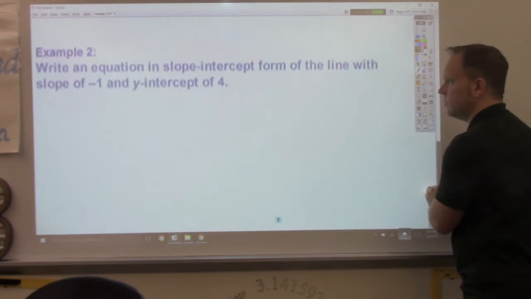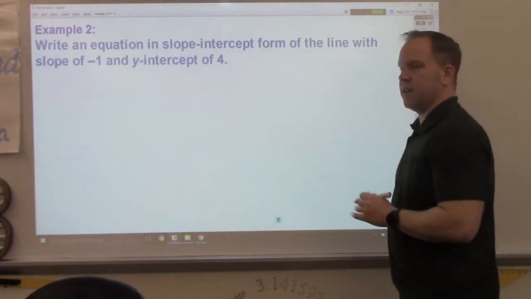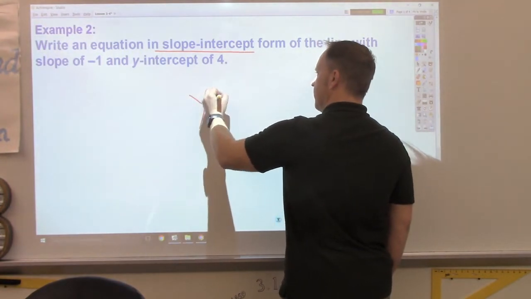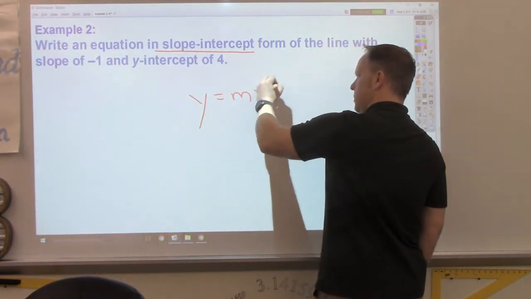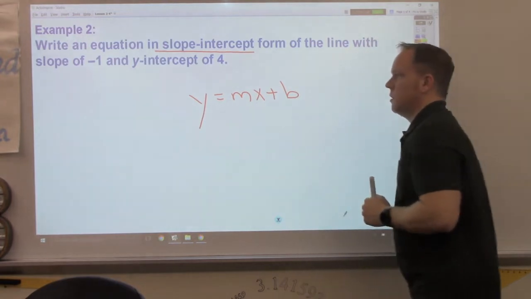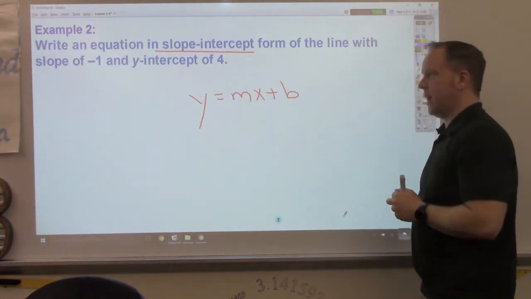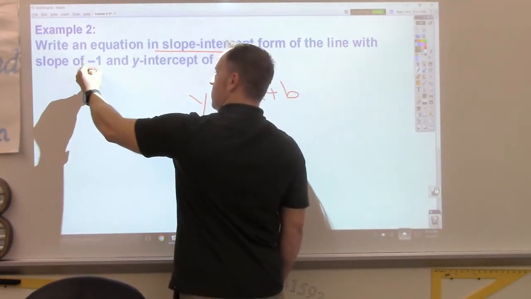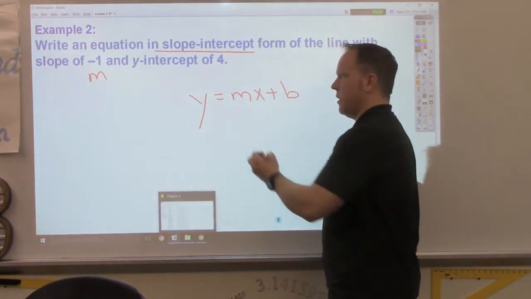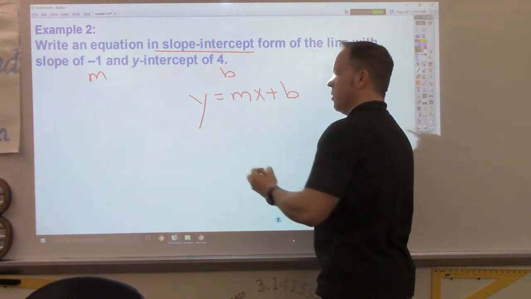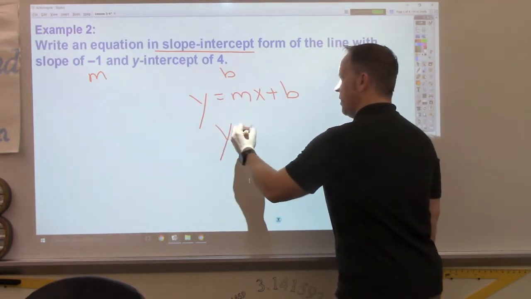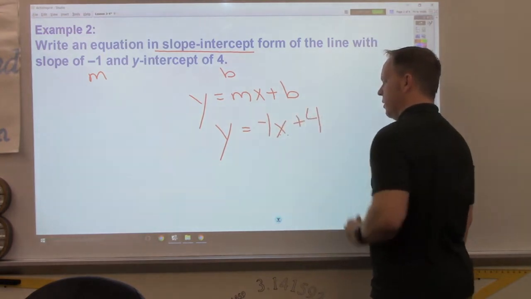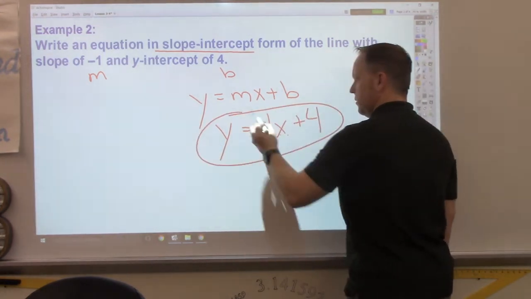Example 2. Write the equation, again, in slope-intercept form of the equation of a line, a slope of -1 and a y-intercept of 4. So my slope is now -1. My y-intercept is now 4. Y equals -1x plus 4. Finished.